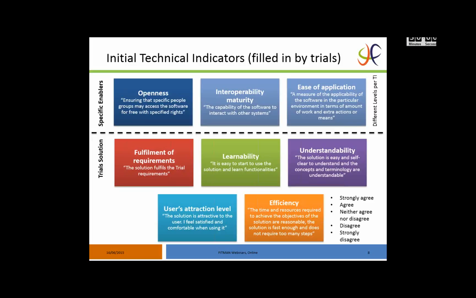From a trial perspective, the 5 indicators were fulfillment of requirements, if the solution that was adopted at trial level, at organization level, met the requirements, if it was easy to learn its functionalities, to understand how to use it, if it was attractive, and if it was efficient in terms of time and resources needed.